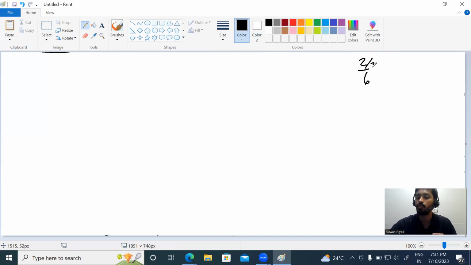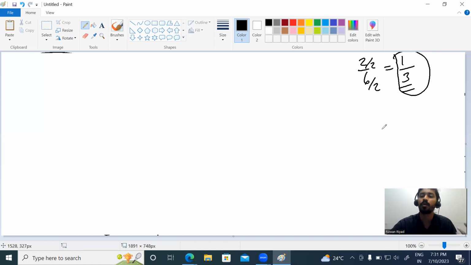So you can divide 2 by 2 and 6 also by 2. 2 by 2 becomes 1 and 6 by 2 becomes 3. So this 2 by 6 can also be written as 1 by 3. And this 1 by 3 is the simplest form. This is the most simplified form. You cannot simplify it further because there is no common factor between them.